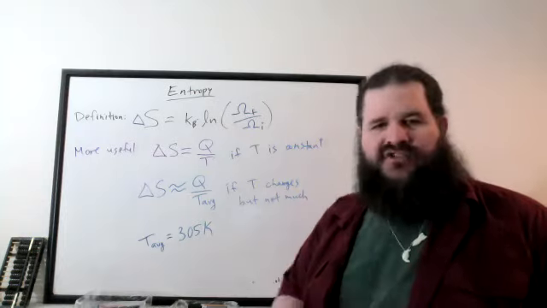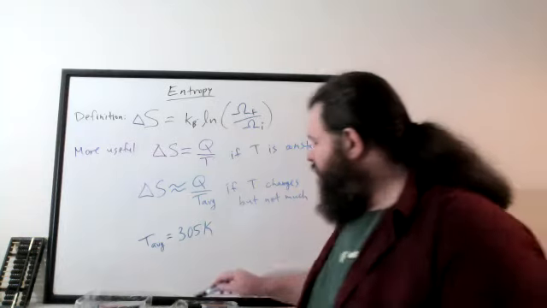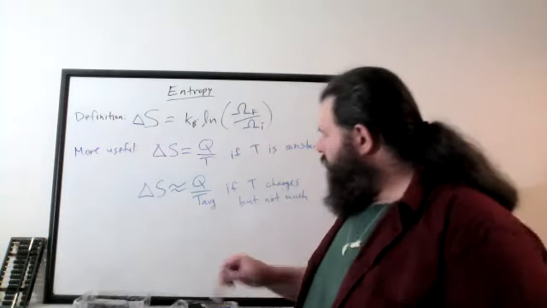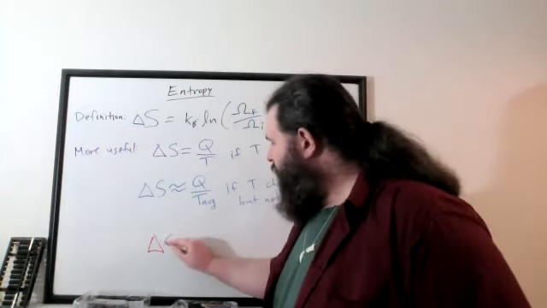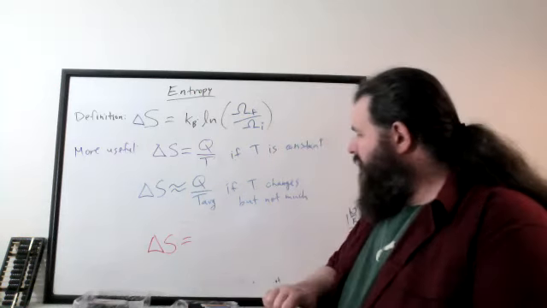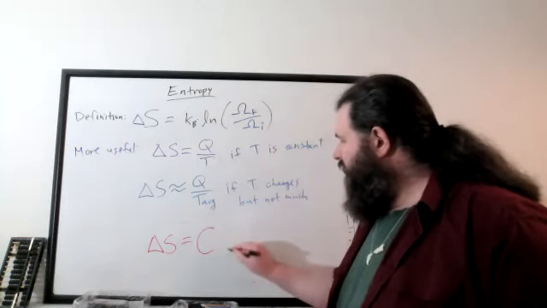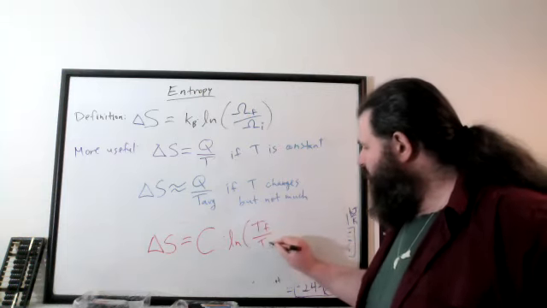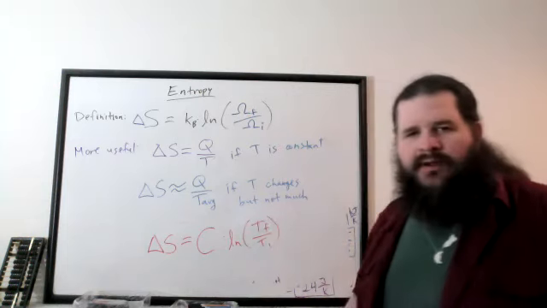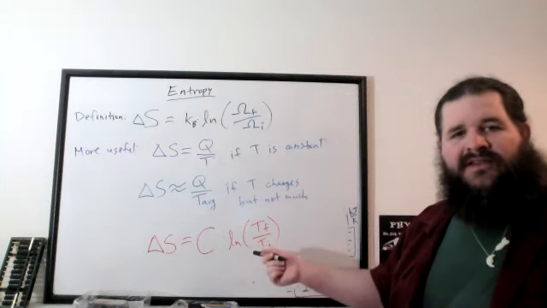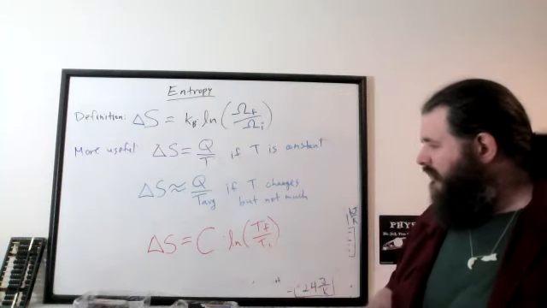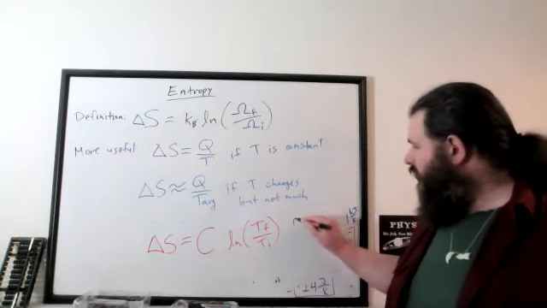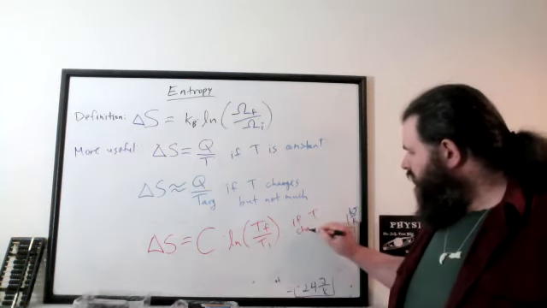And if the temperature is changing a large amount, or if you need an exact value, you can use this logarithm formula. The exact value, if the temperature is changing, change in entropy is the heat capacity of the object times the logarithm of the ratio of final temperature over initial temperature. And we can look into why this is the case next time, and also some examples of this. But this is another formula you can use if the temperature is changing a lot.